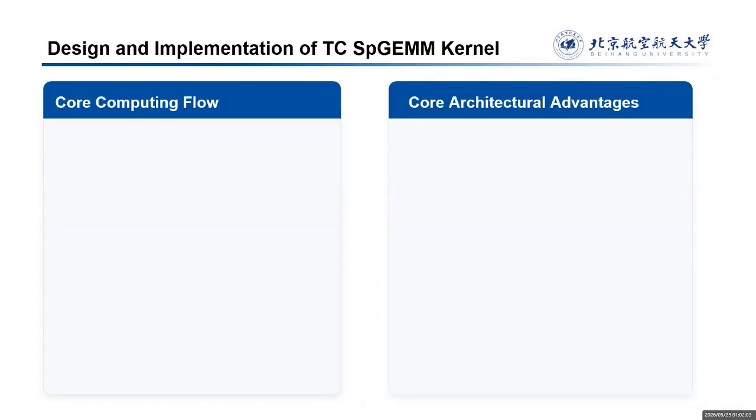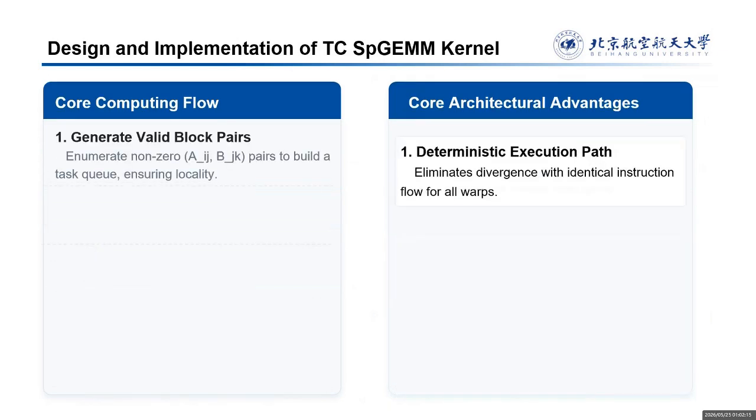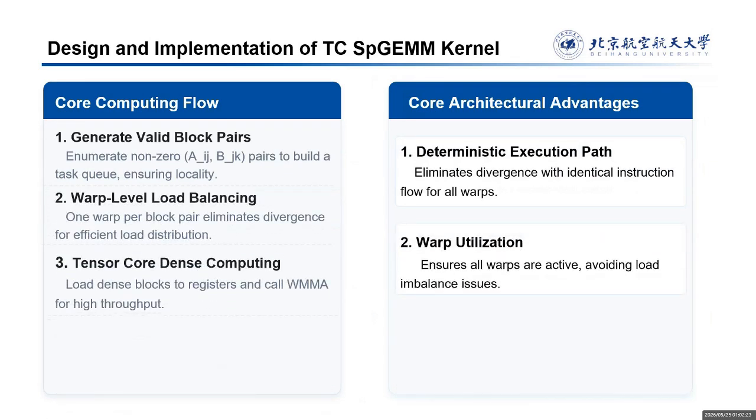With CSR-dense, the kernel workflow becomes more regular. The workflow has 4 main steps. First, we generate valid block pairs. We only enumerate block pairs that really need to be computed. Second, we use warp level load balancing. One warp processes one block pair. This makes the workflow more regular and reduces thread divergence.